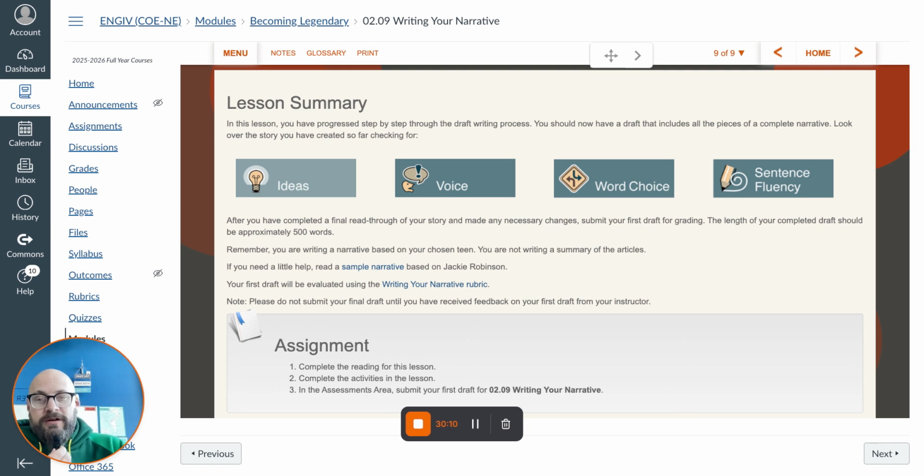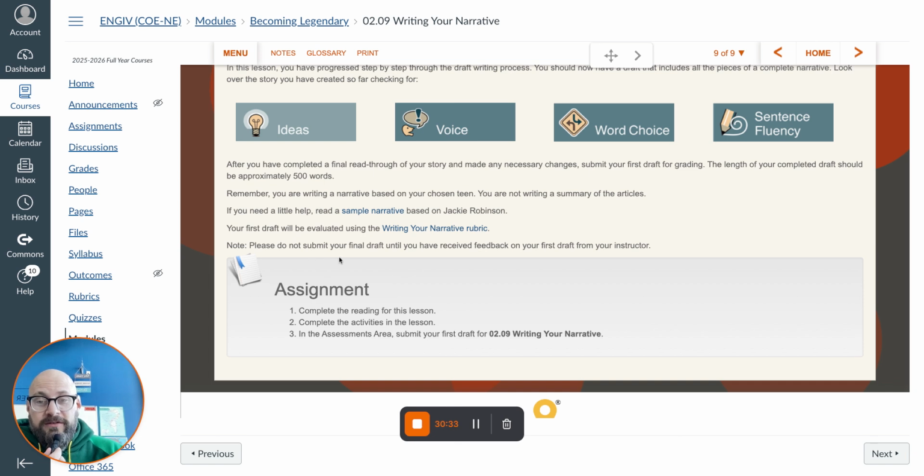examples of completed work. So it says here, if you need a little help, read a sample narrative based on Jackie Robinson. That'll show you how someone else has completed this, not with the same topic, so you can get a general idea of what they're looking for. If you're wondering where the points will come from in the assignment, here's a link to your rubric.